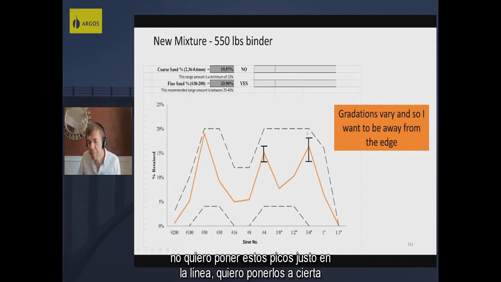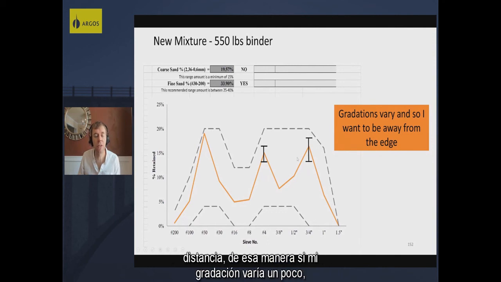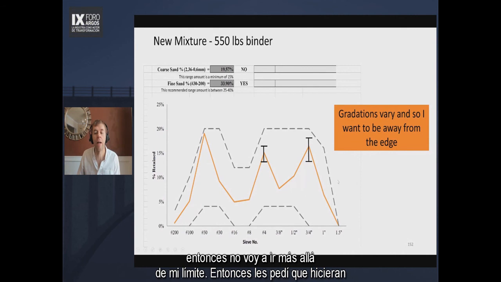So how did I know where to put these peaks? Well, I don't want to put these peaks right on the line. I want to put them some distance away. That way, if my gradation varies a little bit, then I'm not going to go outside of my limit.